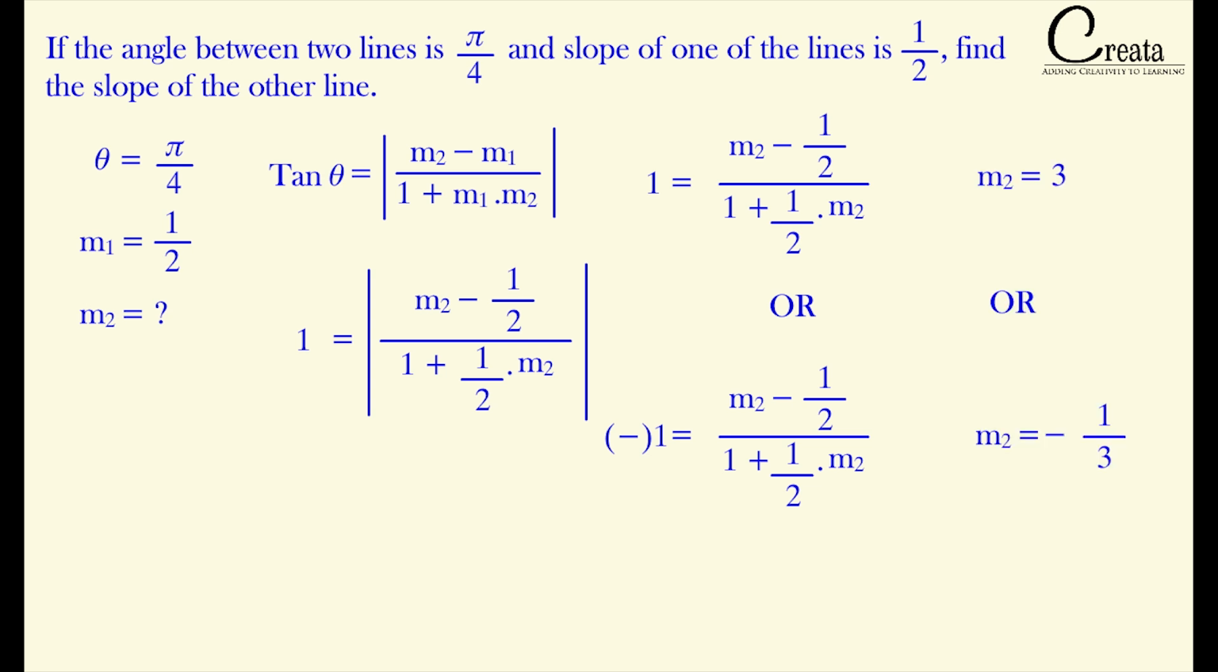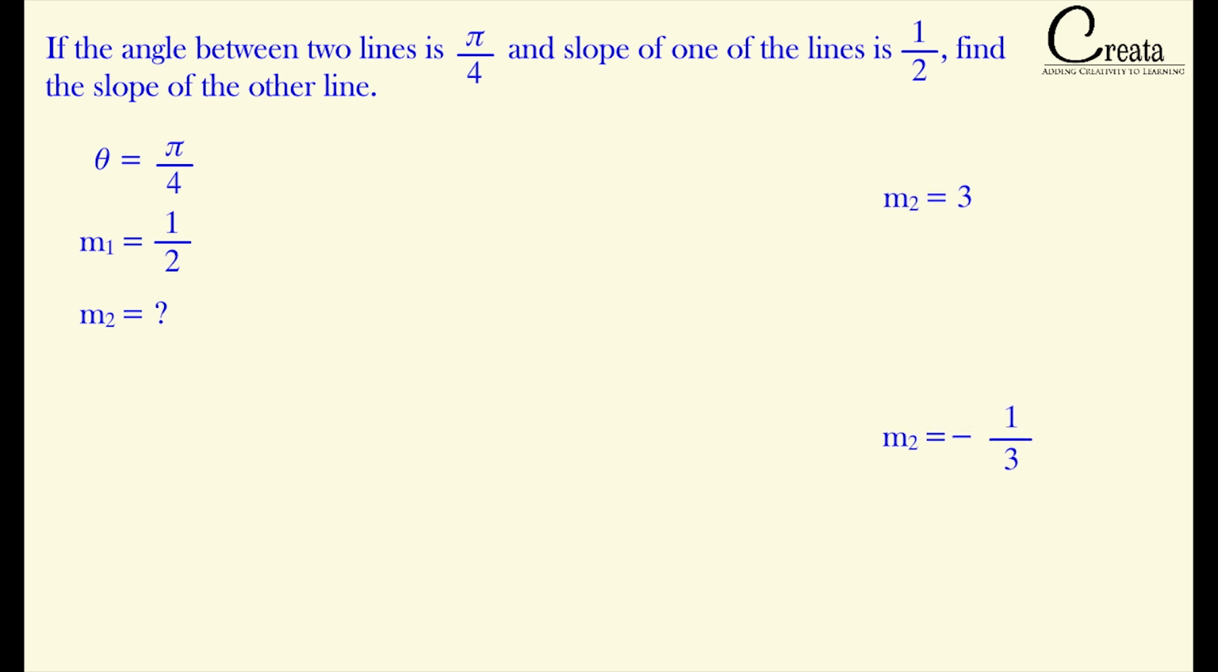So basically we got two values of m2. That is, in the first case m2 is 3 and in the second case m2 is -1 by 3. We got two values of m2, that is, m2 is equal to 3 and m2 is equal to -1 by 3. It means two lines are possible which make an angle of pi by 4 with our first line. But what is it symbolizing?